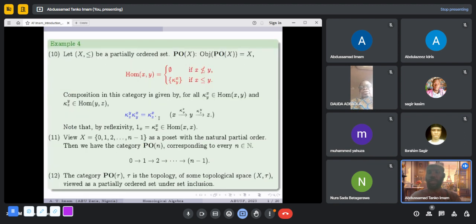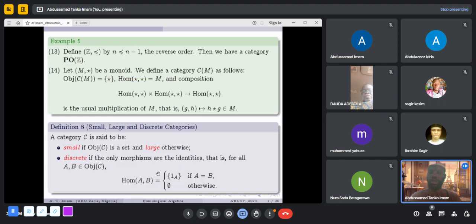But I can see some categories here. For example, this category, you see, this is a partially ordered set. It's already a set. So the class of objects X is a set, so this is a small category. And again, you have a small category here. And even number 12, because you have a collection, this is a subset of the Cartesian product, and so it is a set. Tau, the topology, is always a class of subsets, so therefore the class of objects is a set. So this category here is a small category.